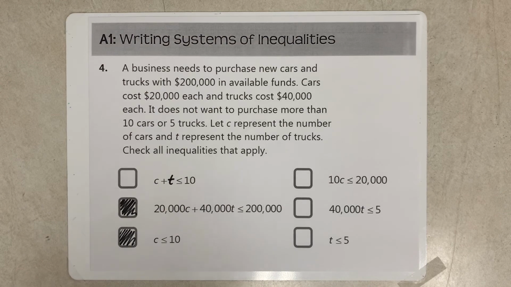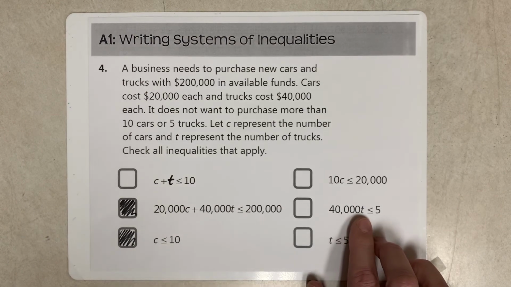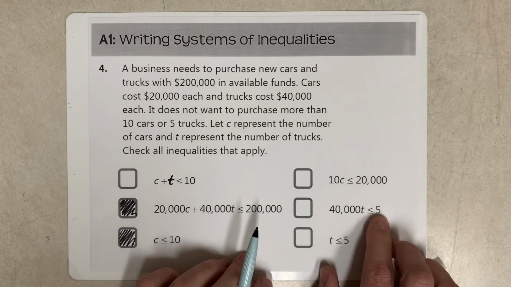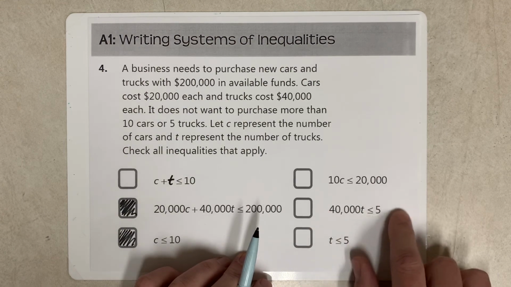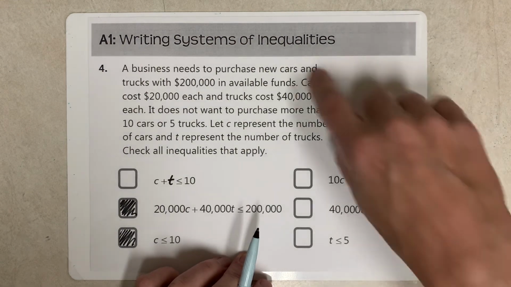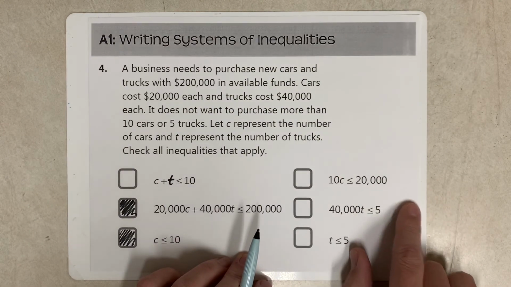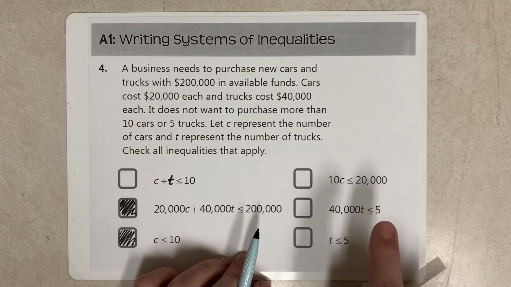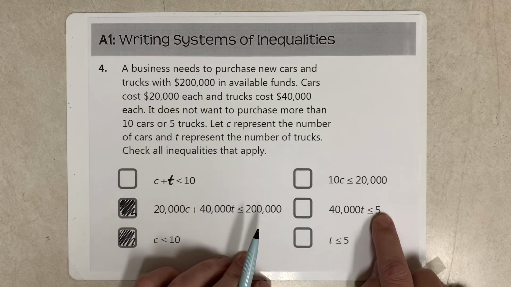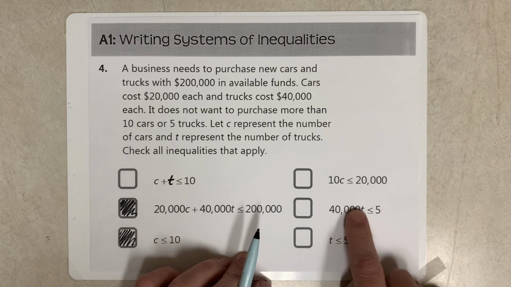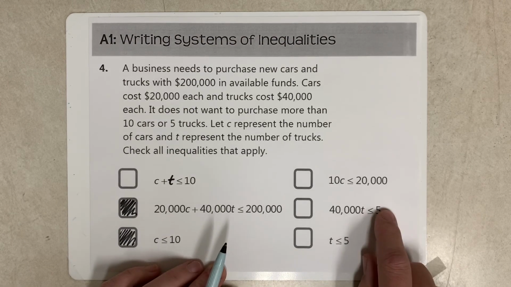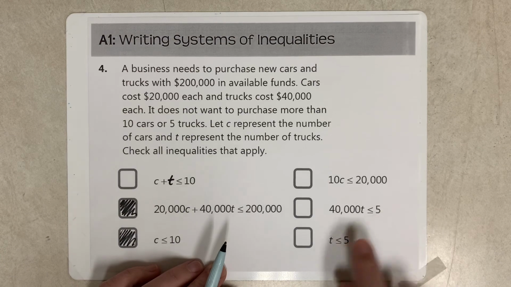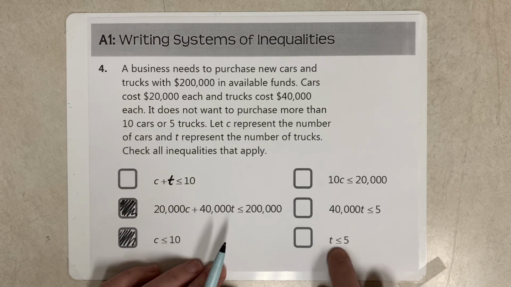So definitely not. This one says 40,000 times the number of trucks is greater than or equal to 5. This is actually saying 40,000 trucks. Okay, that's a lot of trucks. So this one, although we see numbers here that are up here, are not in the correct places, and it doesn't make any sense because they're relating money with the number of trucks that they want to have, and you can't just relate those two things because they're two totally different things, price and number of cars.